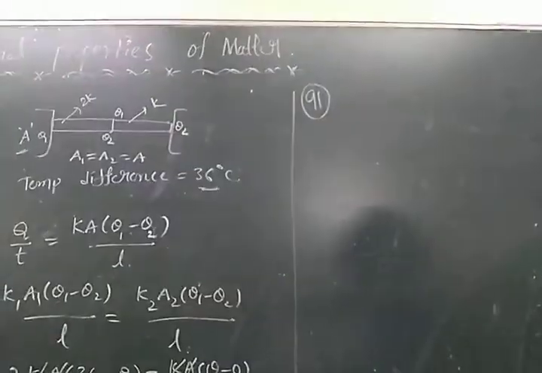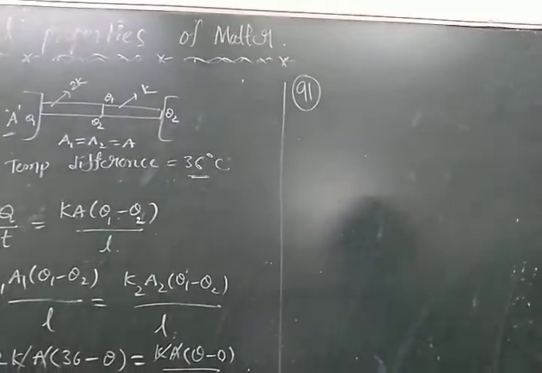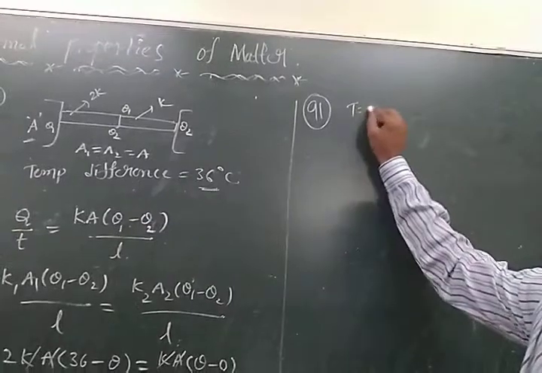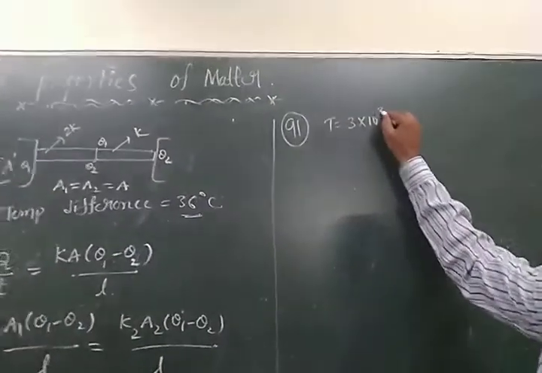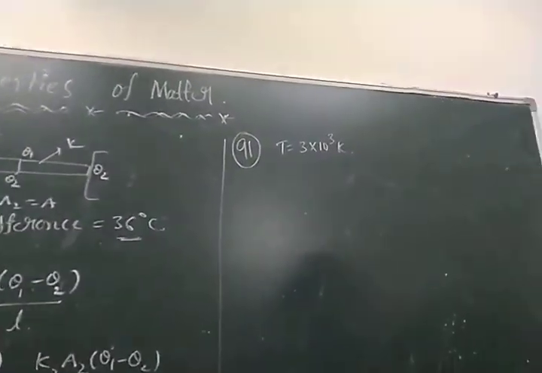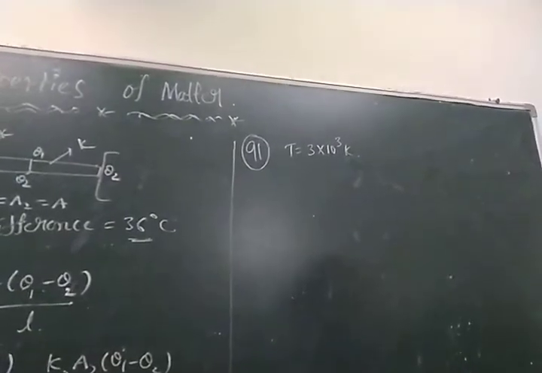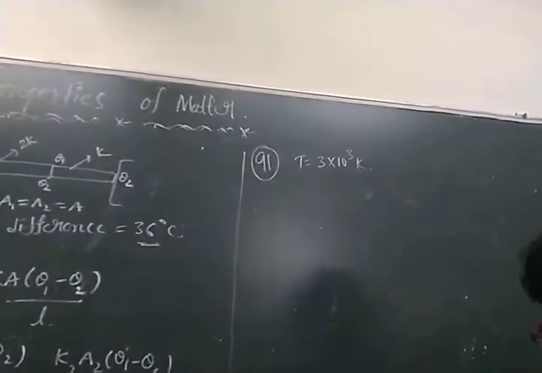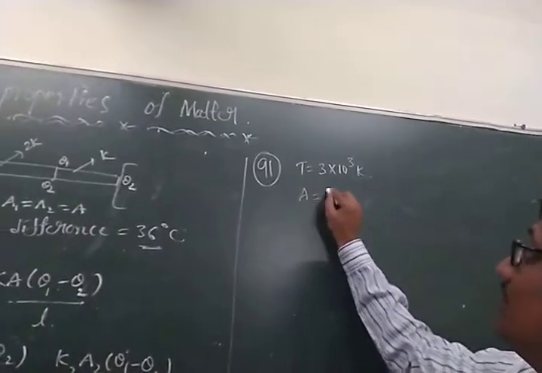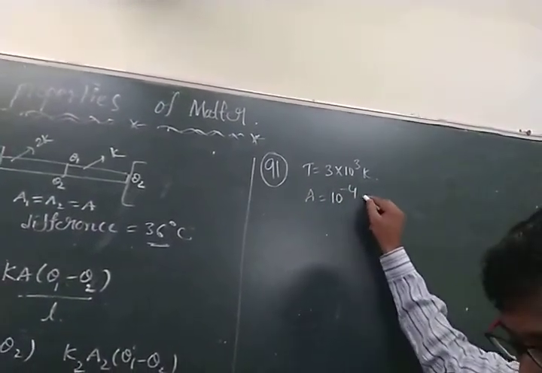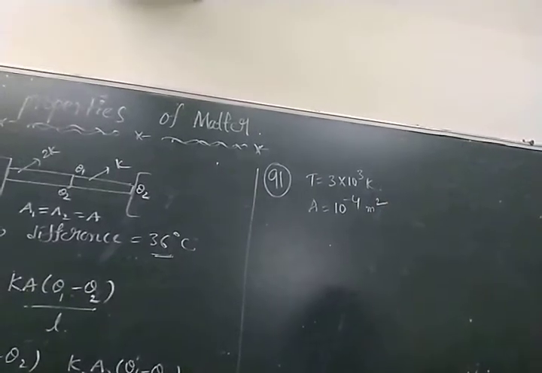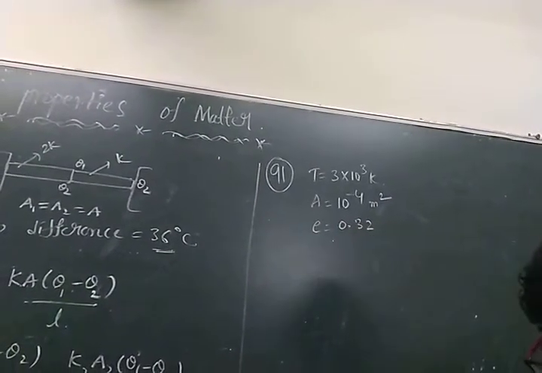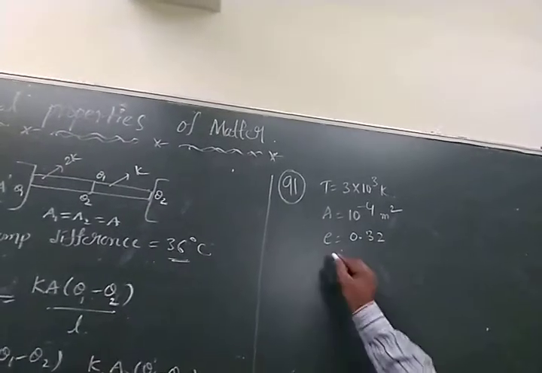In an incandescent light bulb, the tungsten filament is heated. The temperature is 3 × 10^3 Kelvin when electric current passes through it. The surface area of the filament is approximately 10^-4 square meters, and the emissive power E is given as 0.32. Find the power radiated by the bulb.